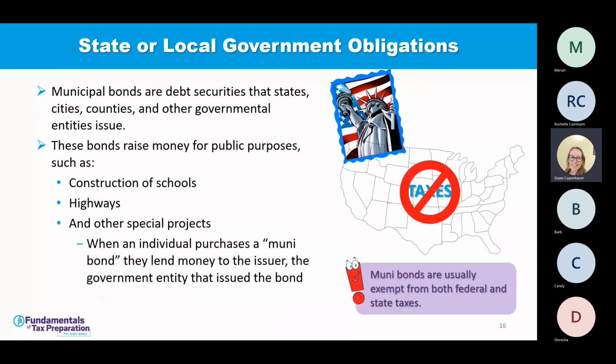And we already talked about the fact that you can lend money to your state or local government to pay for different projects. Sometimes schools will have bonds that they put out to build additions or to upgrade technology. I already talked about Michigan's road bonds, and these are exempt from both federal and state taxes in most cases.